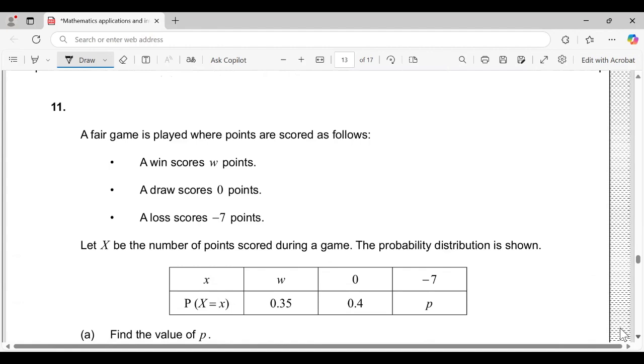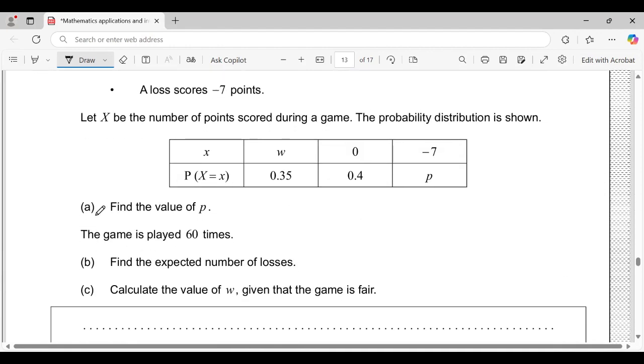Question 11. A fair game is played where points are scored as follows. A win scores W points, a draw scores 0 points, a loss scores -7 points. Let X be the number of points scored during a game. The probability distribution is shown. You can see it in this table. Find the value of P.